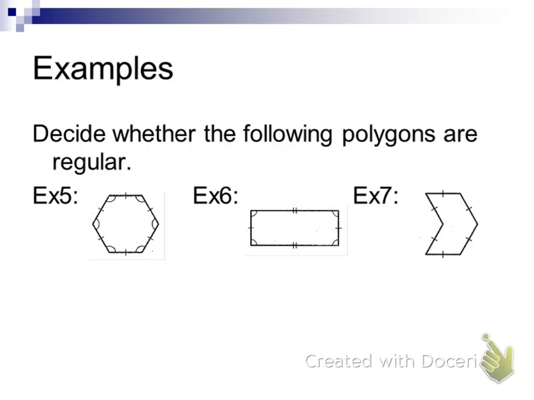Alright, here's our next 3 examples. I'm going to add a little bit to the directions. It says decide whether the following polygons are regular. I'm going to add equilateral or equiangular. We can go a little farther than just regular.